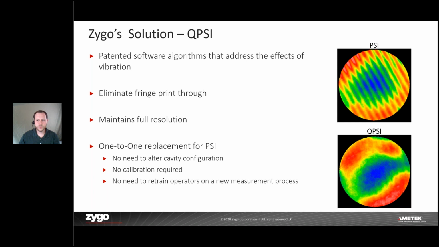And finally, Q PSI tends to be a one-to-one replacement for PSI. This is nice because you don't need to alter your existing setup or cavity geometry. There also aren't going to be any extra calibrations required, and there's really no need to retrain or relearn a new measurement process. So having the ability to see such a significant improvement without changing your workflow or procedure, I think is really important.